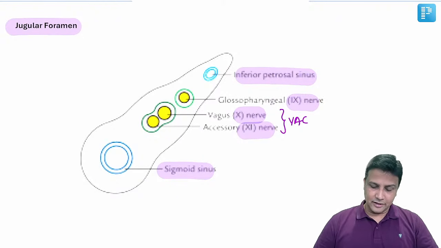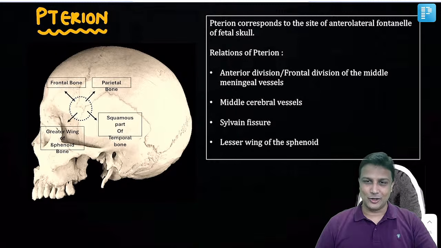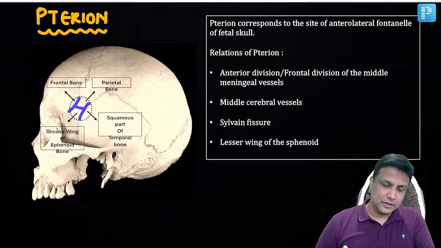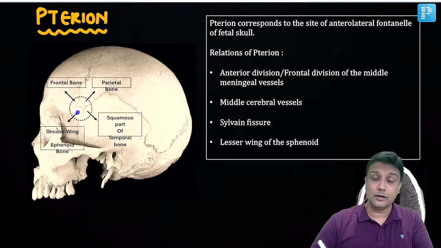Now once this is done, let us move on to another very important concept, that is the pterion. You all know very well the pterion is actually an H-shaped suture and it is formed between four bones. Number one, this one here is the frontal bone. This here is the parietal bone. This here is the squamous part of the temporal bone and this one here is the greater wing of the sphenoid.